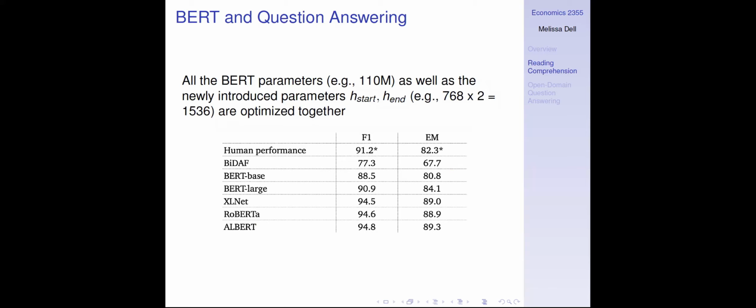Because you're fine-tuning, you allow all the BERT parameters as well as the newly introduced parameters, which are the start and end vectors, to be optimized together. And so you have 768 dimensions because that's the hidden size in BERT. Obviously you're fine-tuning on a small data set, as we've seen from other parts of the course. Most of those 110 or 330 million BERT Large parameters are not going to change, but the ones that tend to be relevant to the domain you're fine-tuning on, especially in the upper layers of the model, will change somewhat to produce better performance.